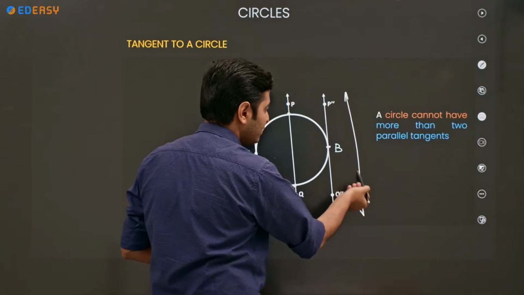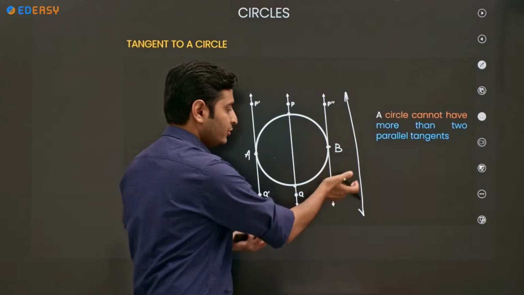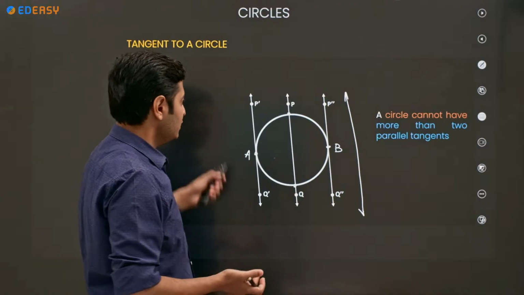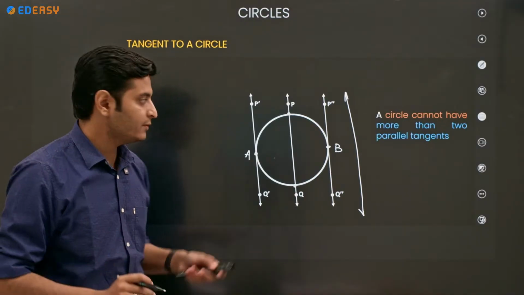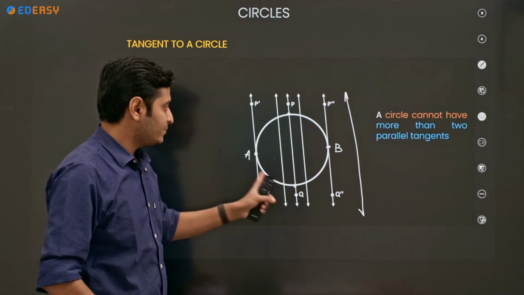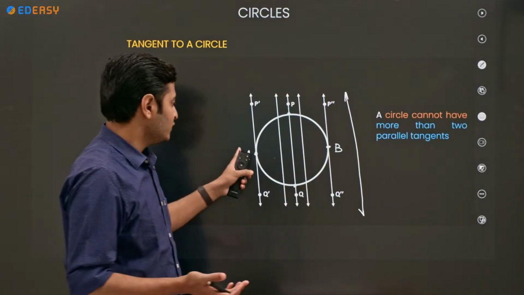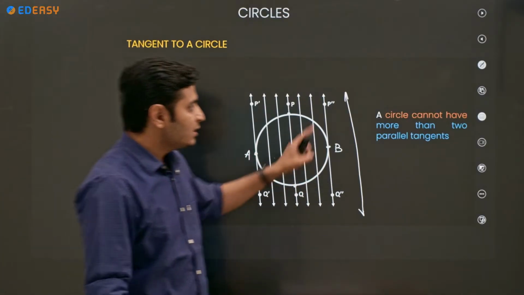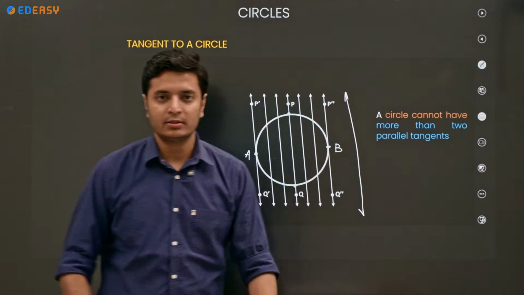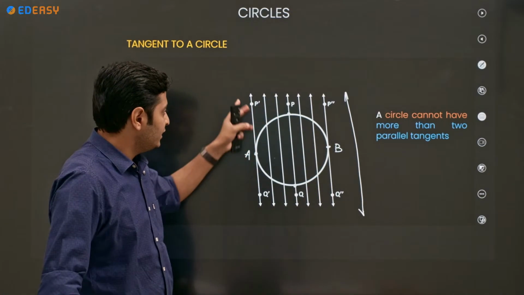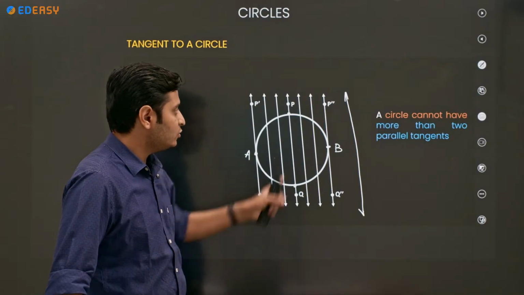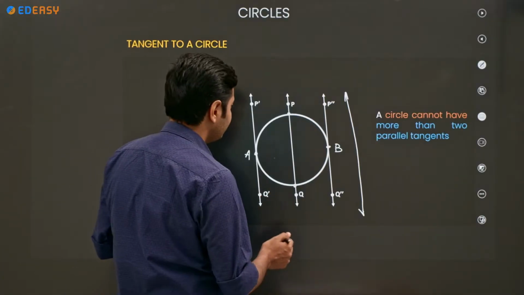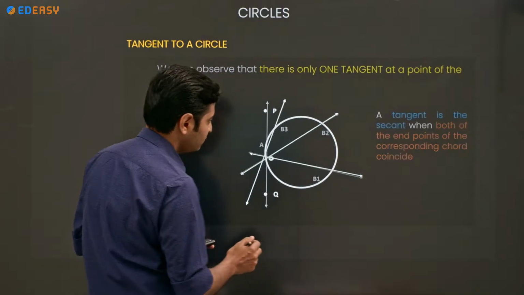Suppose this is one more parallel line, so there is no point of intersection, so no need to discuss them. But if I try to create more parallel lines which are having a point of intersection with the circle, then it will be something like this. It is parallel to these two, but they are not tangents. They are also parallel to these two, but they are not tangents. So it means a circle cannot have more than two parallel tangents. So at a single point you can only have one tangent, and to that tangent you will have only one parallel tangent. Suppose, let me use the image again, one second.